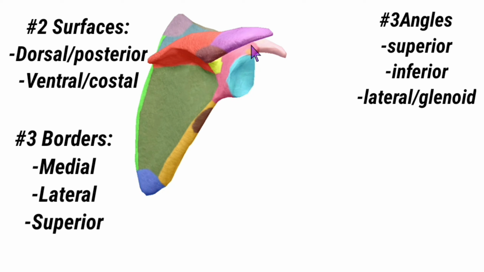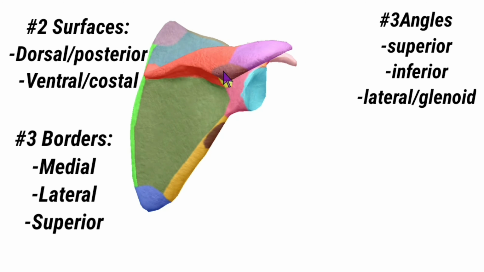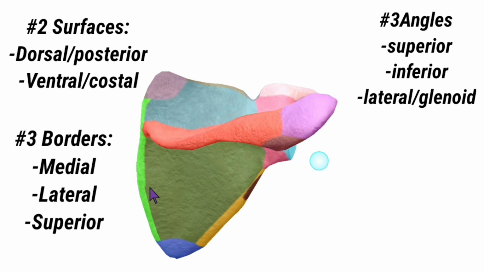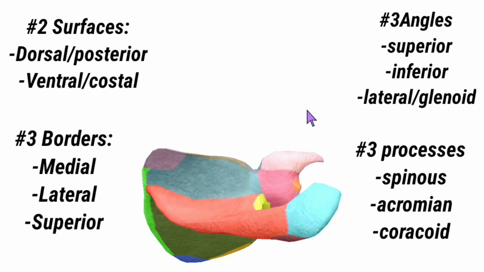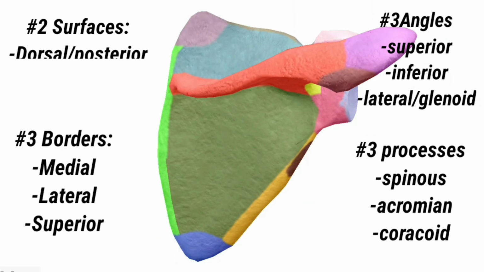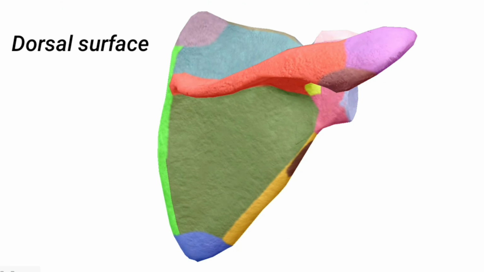cavity. This is the lateral angle, also called the glenoid angle, that contains the glenoid cavity, and the superior angle and inferior angle. It has three processes. One is the spinous process, another is the acromion process, and the remaining one is the coracoid process. Details about the surface.